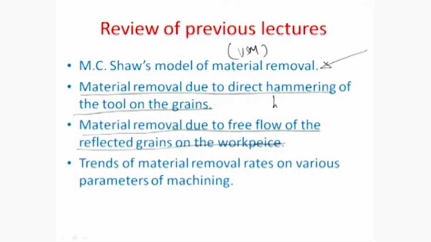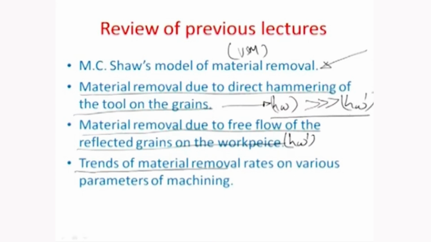We also found that the depth of indentation HW, the amount of impact that the grain has because of direct hammering, is much more in comparison to the amount of impact it would have otherwise. So HW is much greater than HW dash. Then we investigated trends of material removal rates on various machining parameters like the amplitude of motion, the frequency of the vibrating tool head, the average grain diameter, and so on.